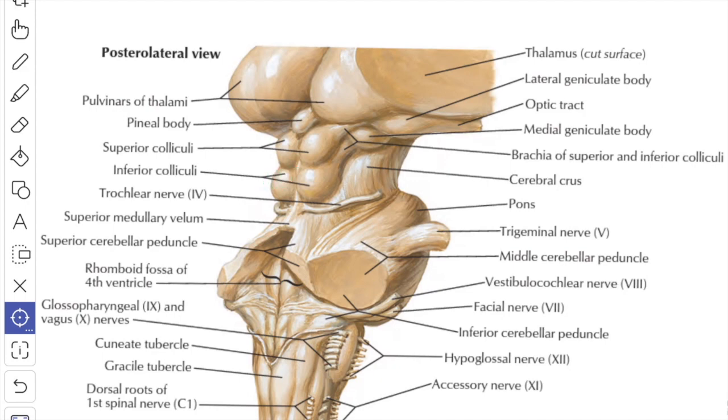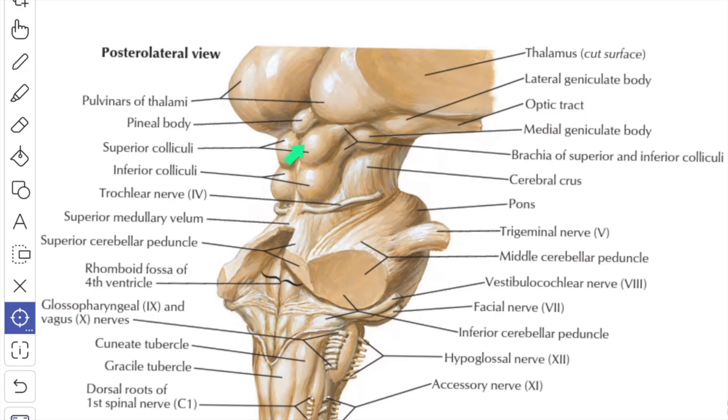The dorsal surface presents four rounded elevations. So you have two superior colliculi and two inferior colliculi. Altogether it is known as the corpora quadrigemina. The colliculi are separated from each other by a cruciform sulcus.